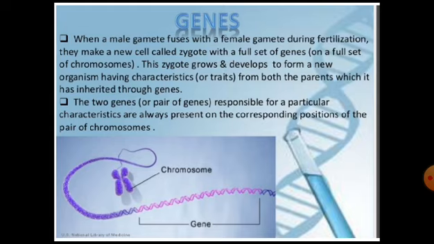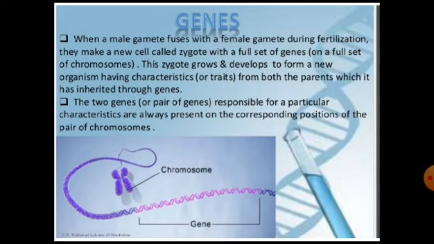When a male gamete fuses with a female gamete during fertilization, they make a new cell called a zygote with a full set of genes on a full set of chromosomes. In humans, the complete set of chromosomes, that is the diploid set, is 46. The zygote grows and develops to form a new organism having characteristics or traits from both parents, which it has inherited through genes.